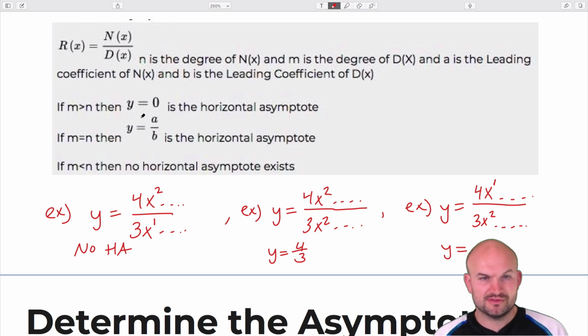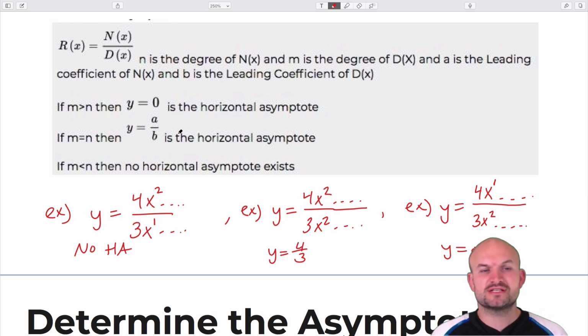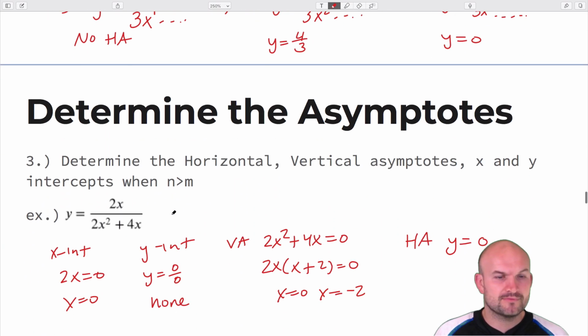Here are some examples. When the degree in the numerator is larger than the degree in the denominator, there's no horizontal asymptote. When the degree in the numerator is equal to the degree in the denominator, the horizontal asymptote is the ratio of the leading coefficients. You can see A over B, where A is the leading coefficient of the numerator and B is the leading coefficient of the denominator. And when the degree in the denominator is larger than the degree in the numerator, the horizontal asymptote is y equals 0. Those are your 3 options. It doesn't matter what the numbers are, you just need to know how those work out.